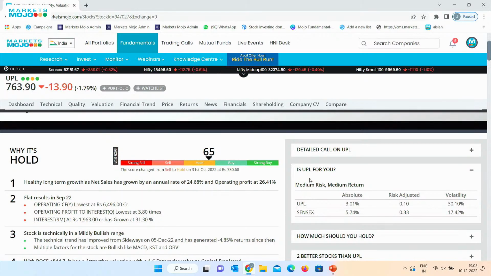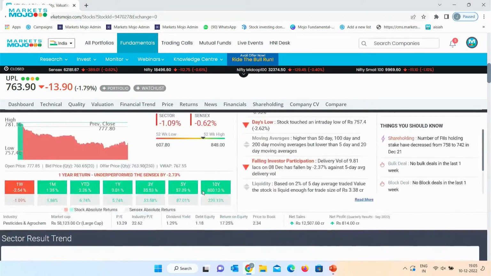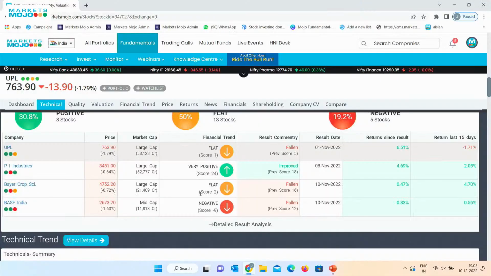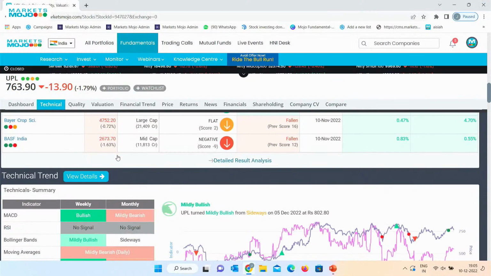I'm more of an aggressive investor, so with medium risk, it's fine. And the return is also slightly justified as giving medium return. If this was low return, then you might know that the company, even though it's giving higher risk, is giving a low return. You can slightly go below over here and go to the technical trend of the company.